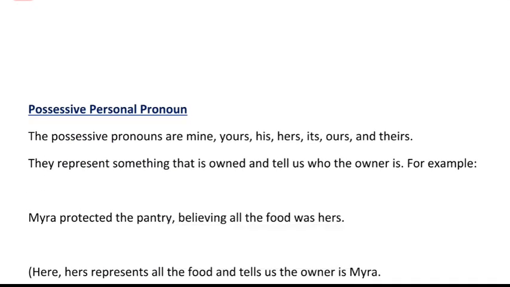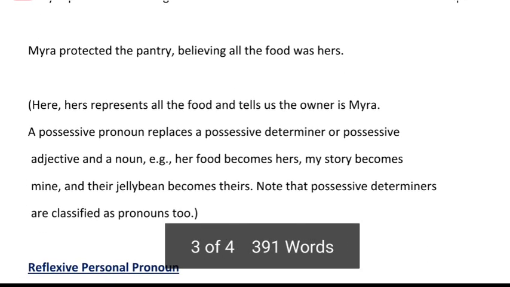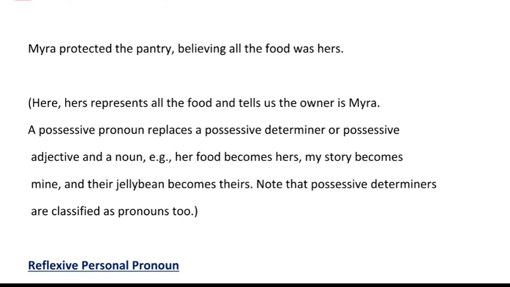The third one is possessive personal pronoun. The possessive pronouns are mine, yours, his, hers, its, ours, and theirs. They represent something that is owned and tell us who the owner is. For example, Myra protected the pantry, believing all the food was hers. Here, hers represents all the food and tells us the owner is Myra.